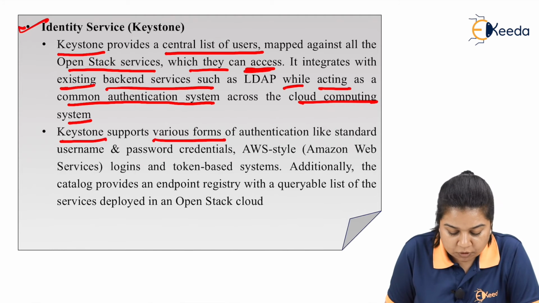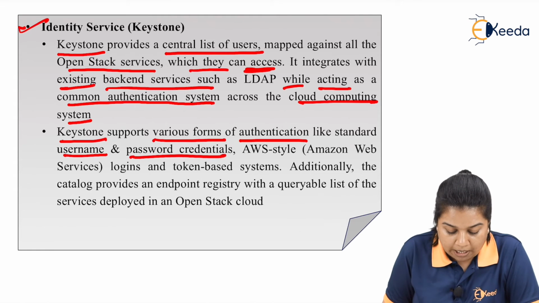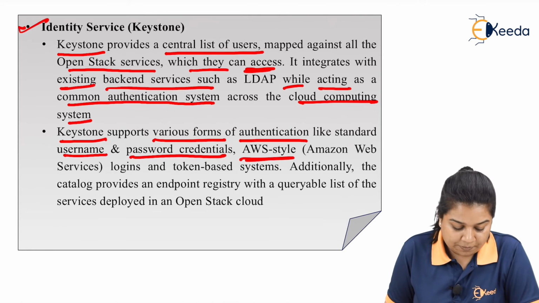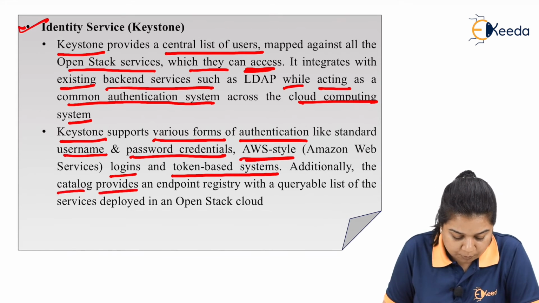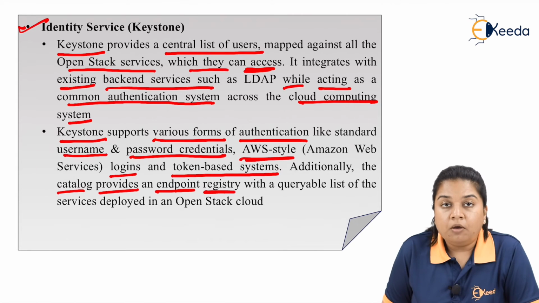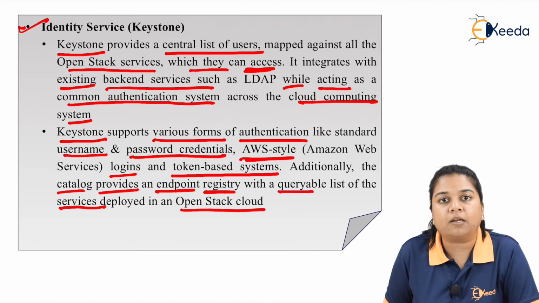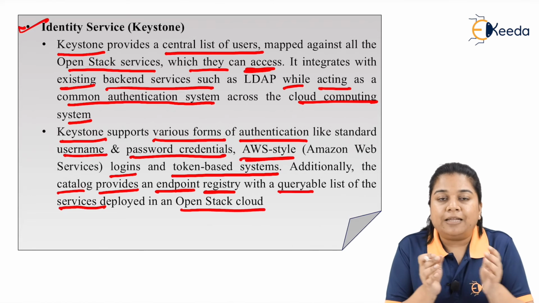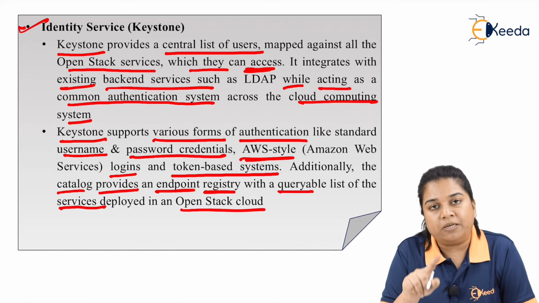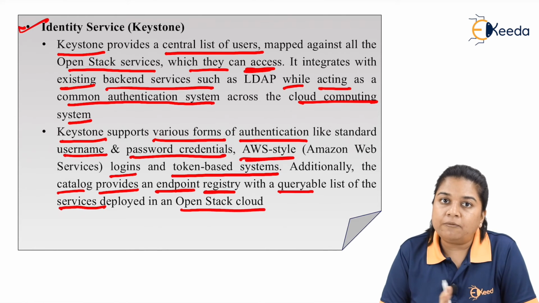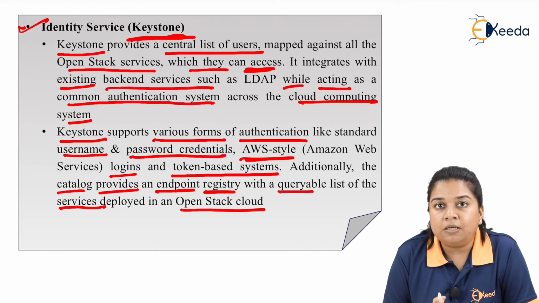Keystone supports various forms of authentication like standard username and password credentials, AWS-style (Amazon Web Services) logins, and token-based systems. Additionally, the catalog provides an endpoint registry with a queryable list of the services deployed in an OpenStack cloud. So the identity service, as we all know, is the major point for security in OpenStack cloud architecture. We have seen this in the features. This component, Keystone, provides this identity service.